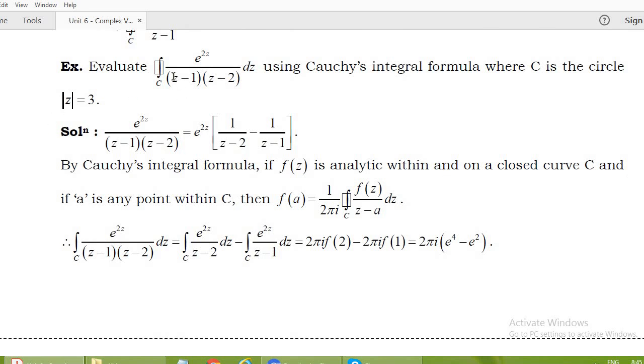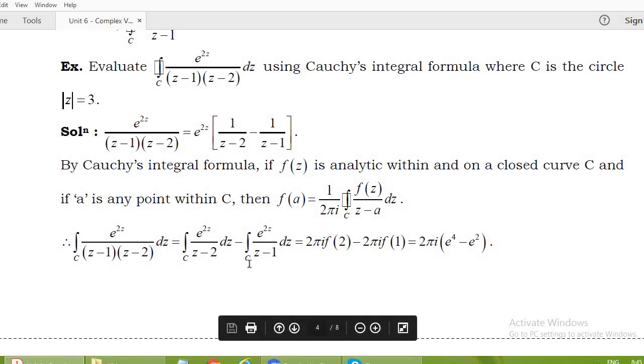Quickly, next problem: the integral over closed curve of e to the power 2z upon (z minus 1) into (z minus 2) dz using Cauchy's integral formula, where C is a circle with modulus of z equal to 3. This is a circle with center at origin and radius 3. So the integrand is simplified like this. We can write this as two different integrals like this, and let us concentrate on the first integral.